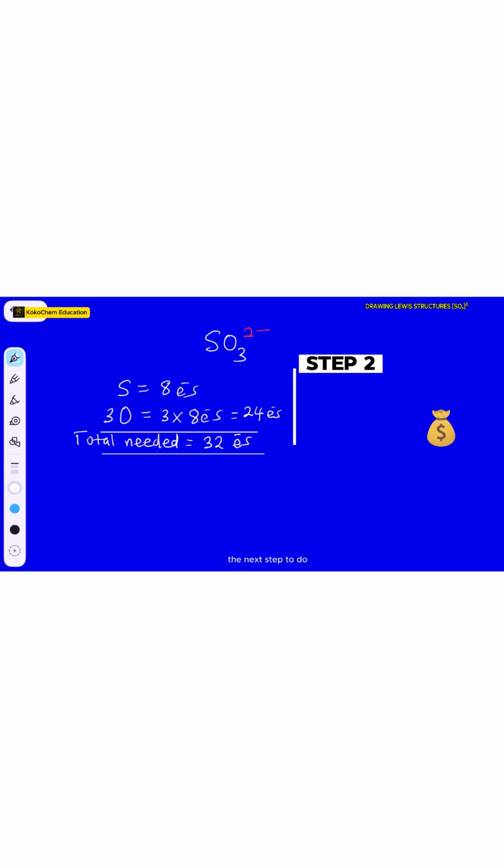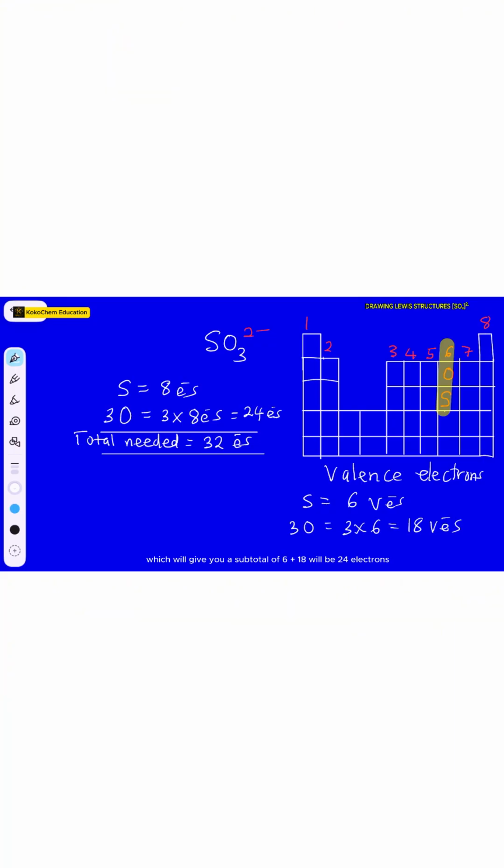The next step is to count how many electrons we actually have in the bank. We have to do that by referring to the periodic table. So this will be group 1, group 2, 7, and group 8. Both oxygen and sulfur atoms are in group 6. So for valence electrons, sulfur has 6 valence electrons. 3 atoms of oxygen would be 3 times 6, which is 18 valence electrons, which will give you a subtotal of 6 plus 18, which is 24 electrons.